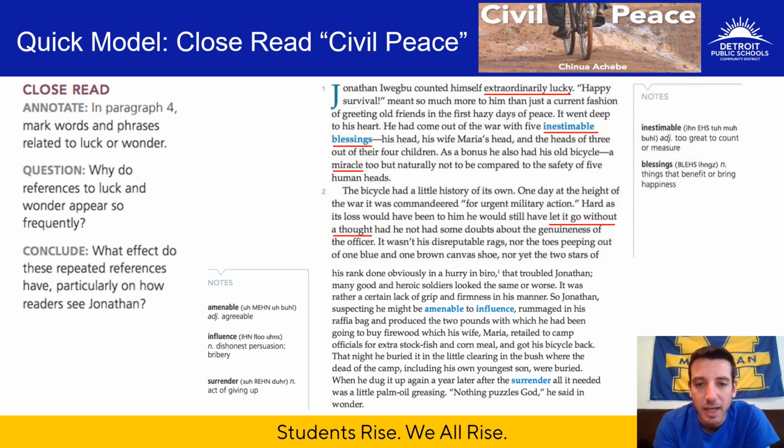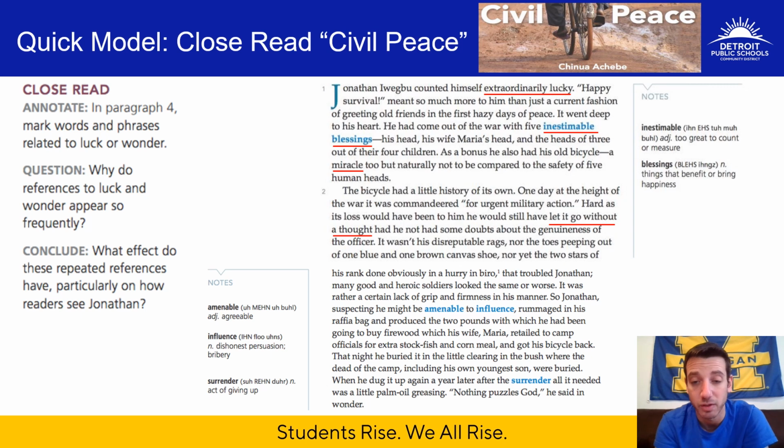Let's keep going. "Had he not had some doubts about the genuineness of the officer? It wasn't his disreputable rags, nor the toes peeping out of one blue and one brown canvas shoe, nor yet the 2 stars of his rank done obviously in a hurry in biro, that troubled Jonathan. Many good and heroic soldiers looked the same or worse. It was rather a certain lack of grip and firmness in his manner. So Jonathan, suspecting he might be amenable to influence, rummaged in his raffia bag and produced the 2 pounds with which he had been going to buy firewood, which his wife, Maria, retailed to camp officials for extra stockfish and cornmeal, and got his bicycle back."